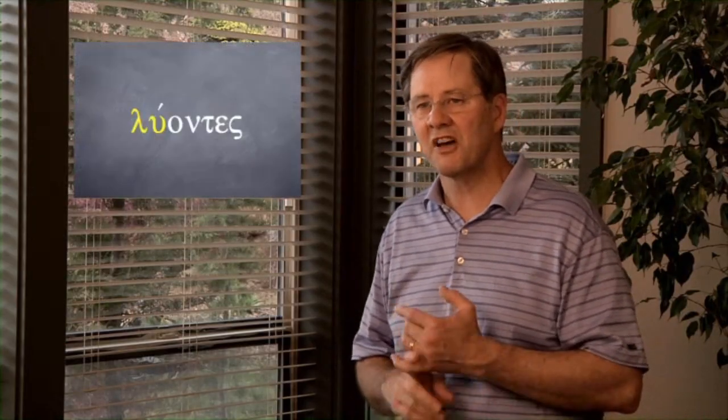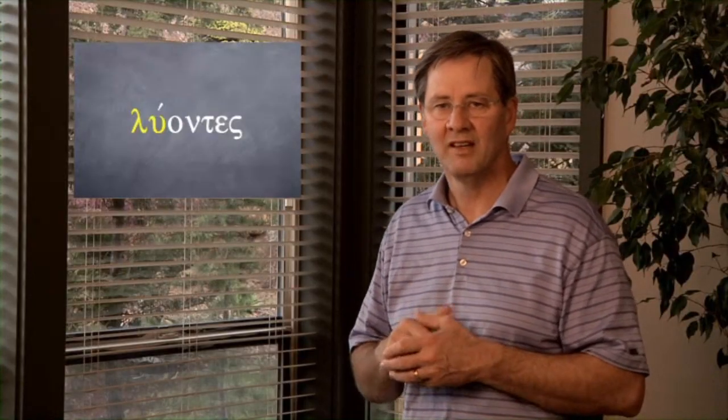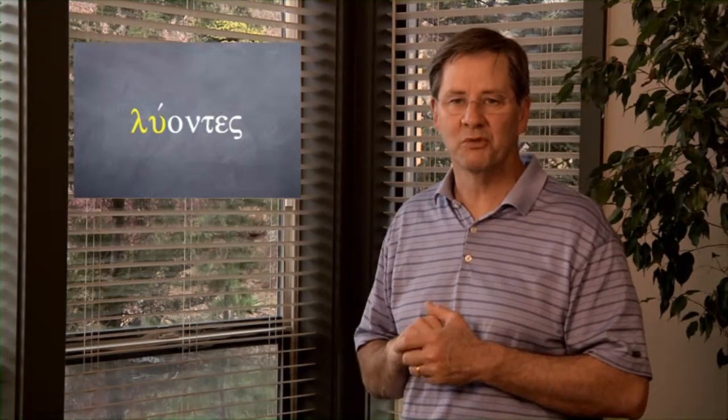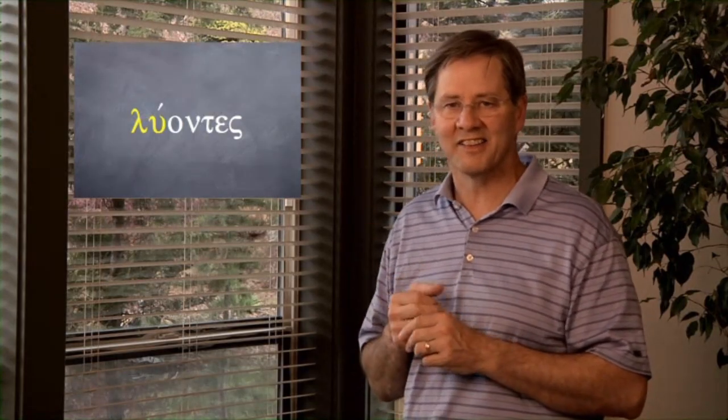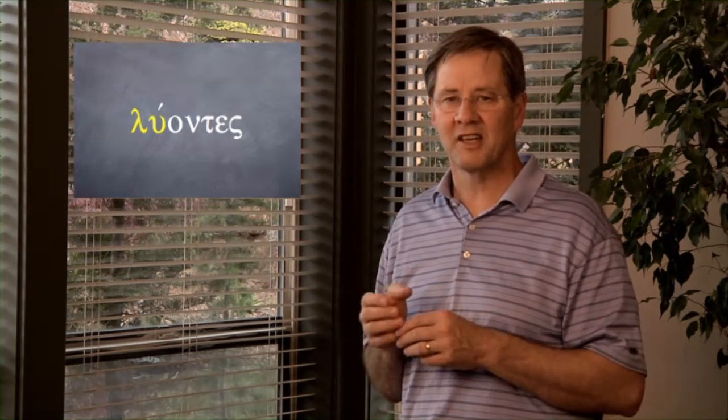Now let me show you a couple of examples. Let's just kind of figure this out on our own, okay? Let's say you saw the form λύοντες. What is it? Well, it's obviously from λύω, right? The fact that I highlighted it in yellow gives it away a little, but yeah, this is λύω, okay?